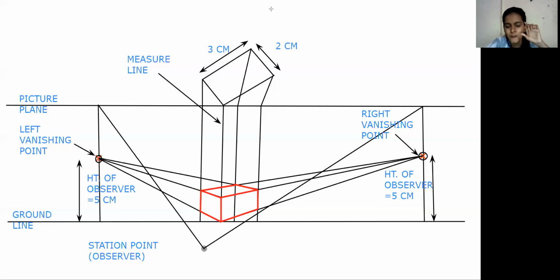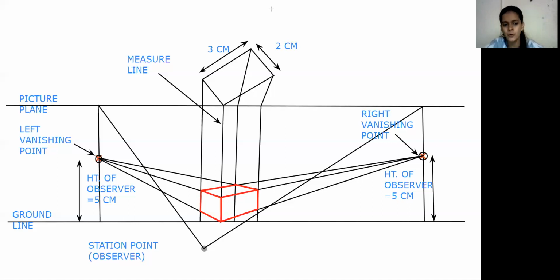So the space you require to draw the plan, and 1 or 2 centimeter extra, above the picture plane. Consider the height you require to draw the plan and add 1 or 2 centimeter to that. So you require the space to draw the plan above the picture plane.